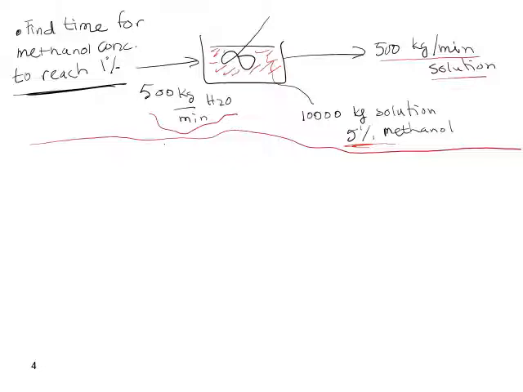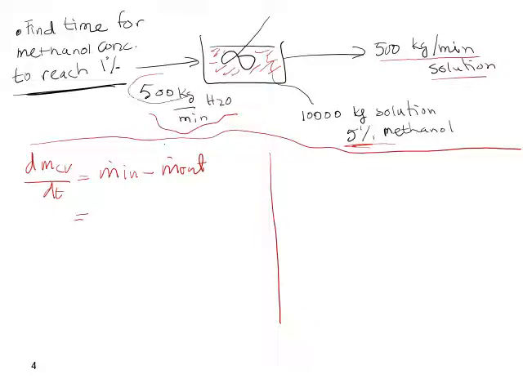Okay, so from where to start? As usual, let's start from the conservation of mass equation. So I will say dm_CV/dt equals m_in minus m_out. So this is like the overall mass balance. So how much mass is going in is 500, and how much mass is going out is 500. So I am getting that this is equal to 0.